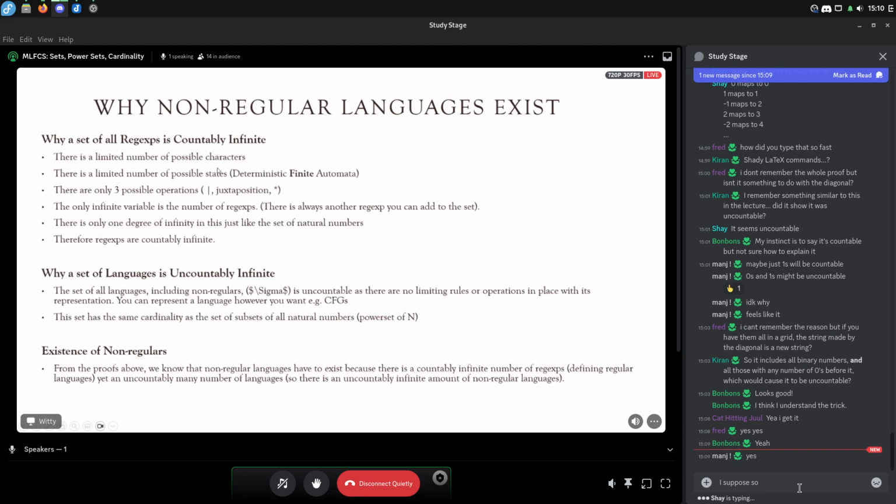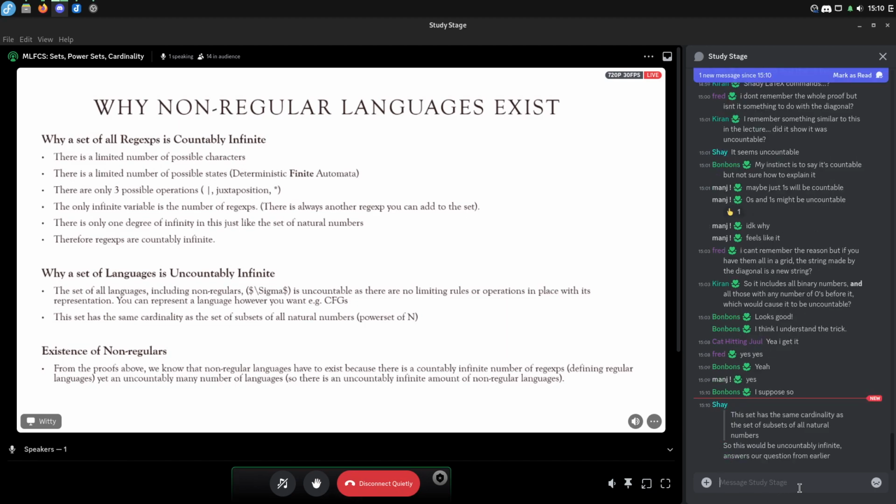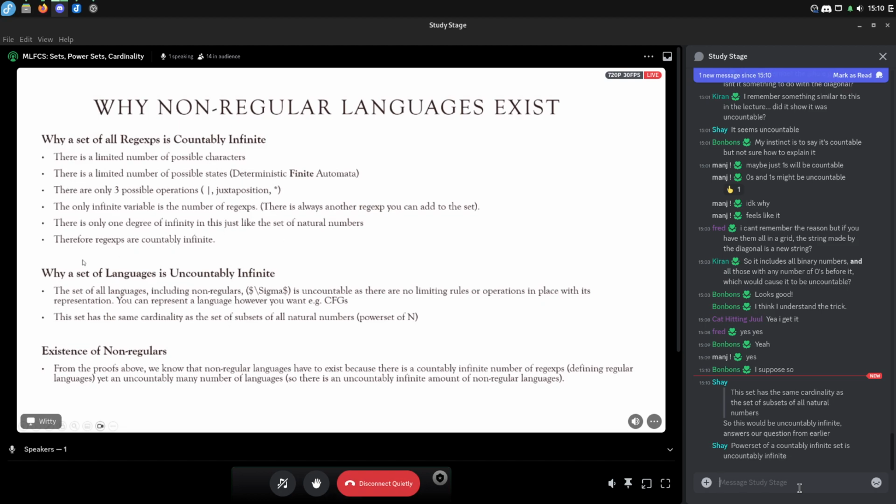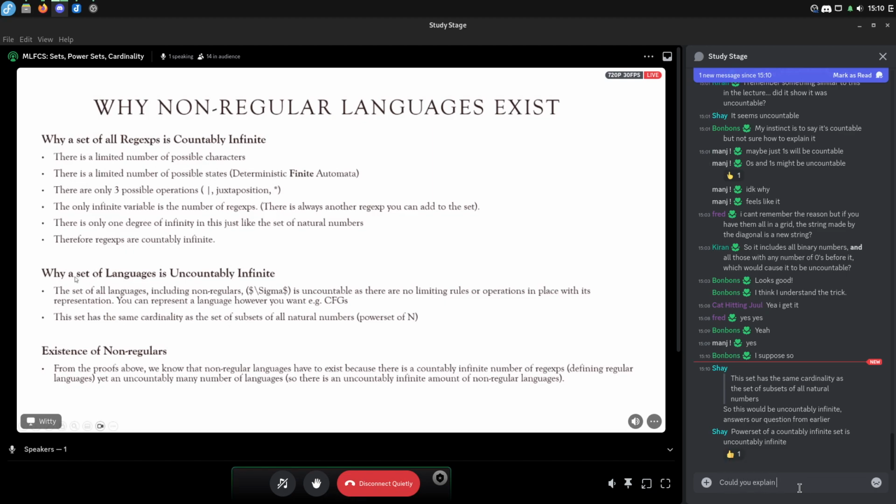Characters would be finite. Any regex can be turned into a DFA by Kleene's theorem, and by definition, deterministic finite automata, the keyword being finite. And then obviously only 3 operations are allowed, juxtaposition and all of that. The only reason it's infinite is because there's always another regex that you can add to the set. So there's only one degree of infinity, just like with the set of natural numbers. So regexes are countably infinite, the answer to our question from earlier.